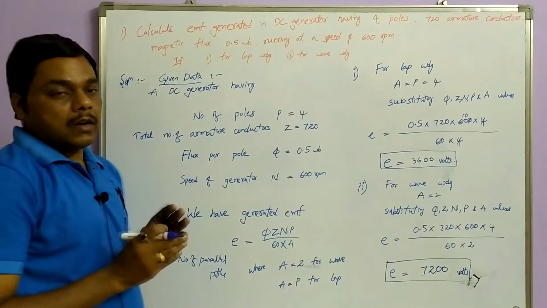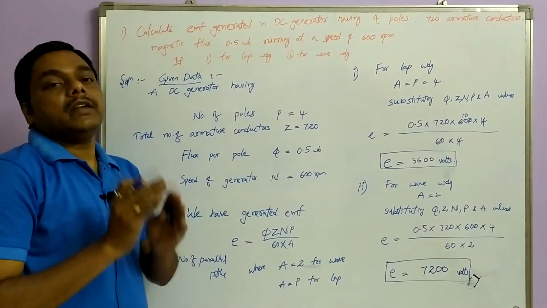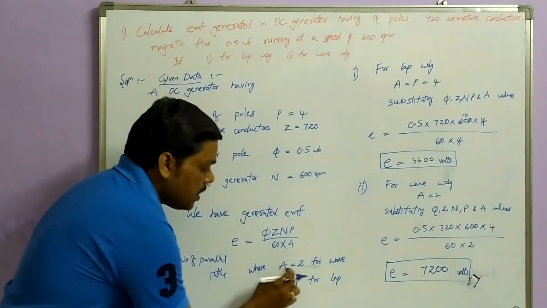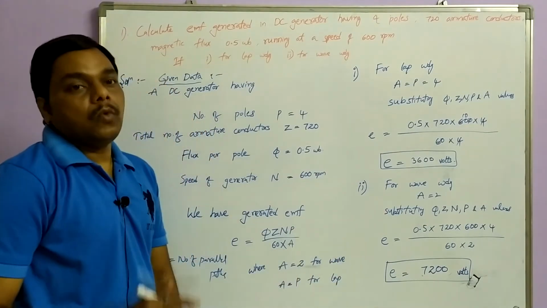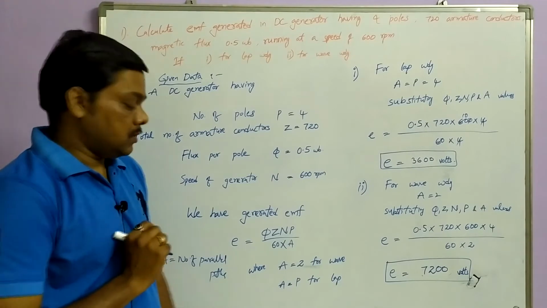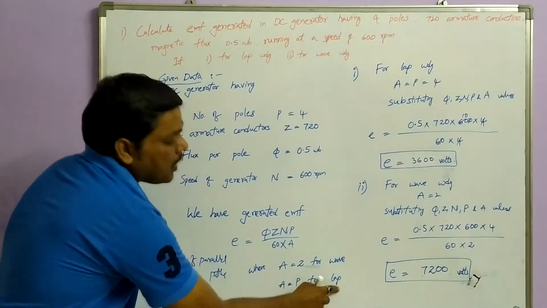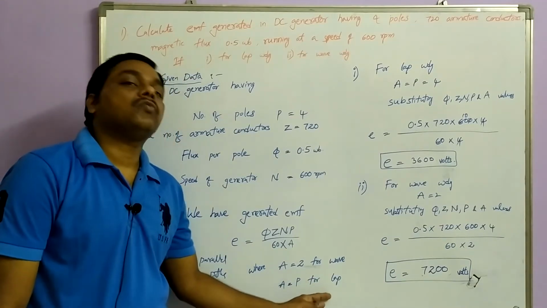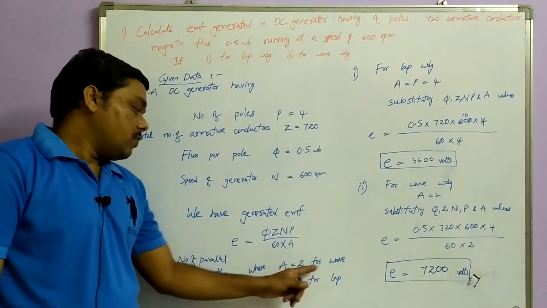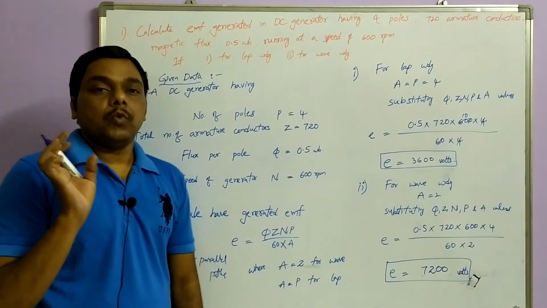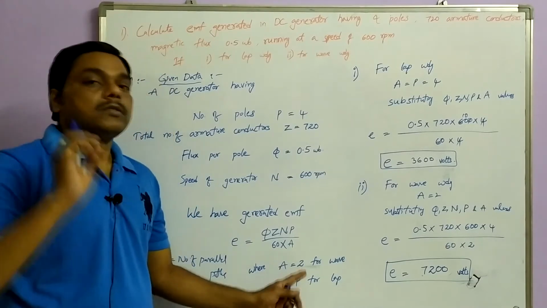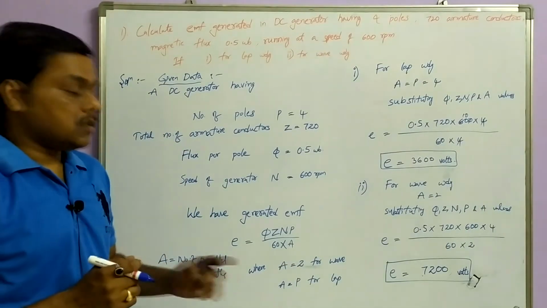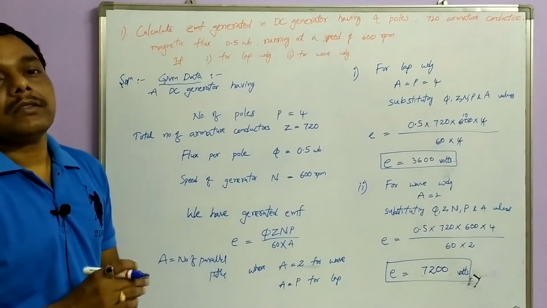Armature conductors are arranged in different parallel paths for lap winding and wave winding. You can see here, A is equal to 2 for wave winding; we have only 2 parallel paths, whereas A is equal to P for lap winding. As the number of poles is 4, the parallel paths are also 4 for lap winding. But in wave winding, whatever the number of poles, the number of parallel paths is always 2, so there is a difference in induced EMF with respect to the number of parallel paths.